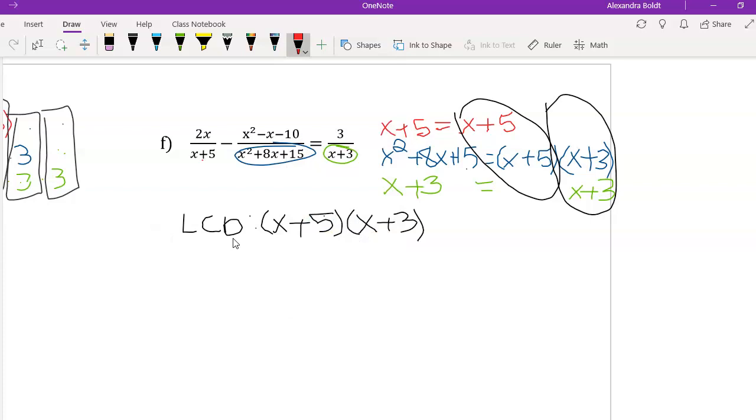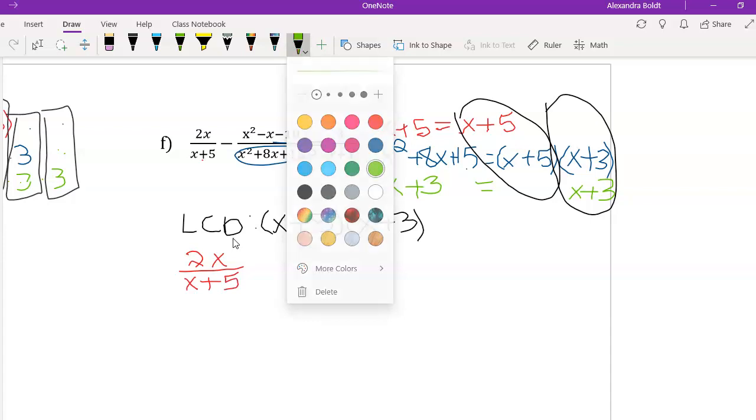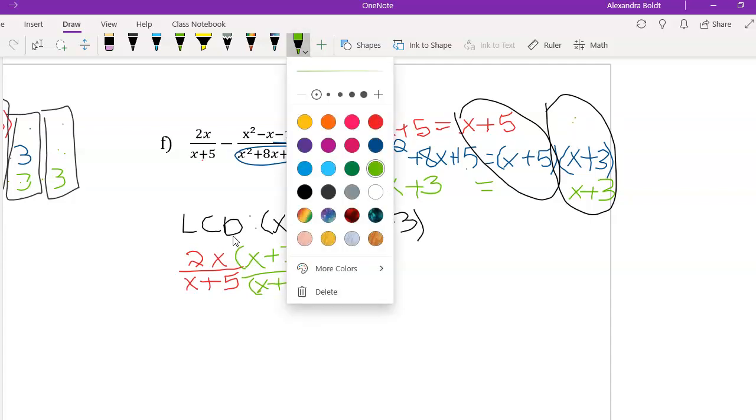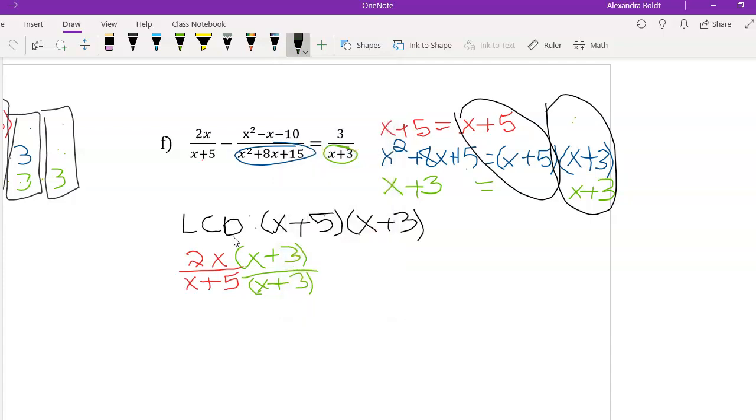So now fixing my fractions, I have 2x over x plus 5. And this is just missing this x plus 3 over here, right? So when I multiply that, well, 2x times x is 2x squared. And 2x times 3 is 6x.